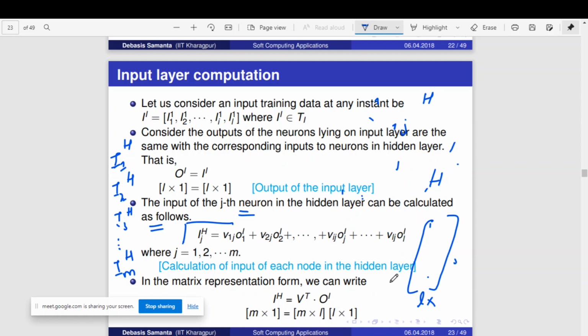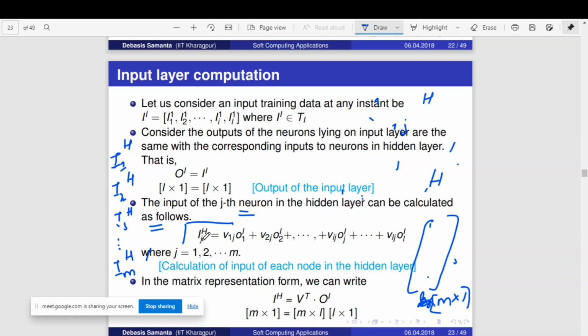That's what I'm asking. What is the size of that? How many rows does it have, all the input alone? M rows. Okay, so it is m. How many columns does it have? One column. So its size is m cross 1. So this entire thing can be represented like this, I to the power H.